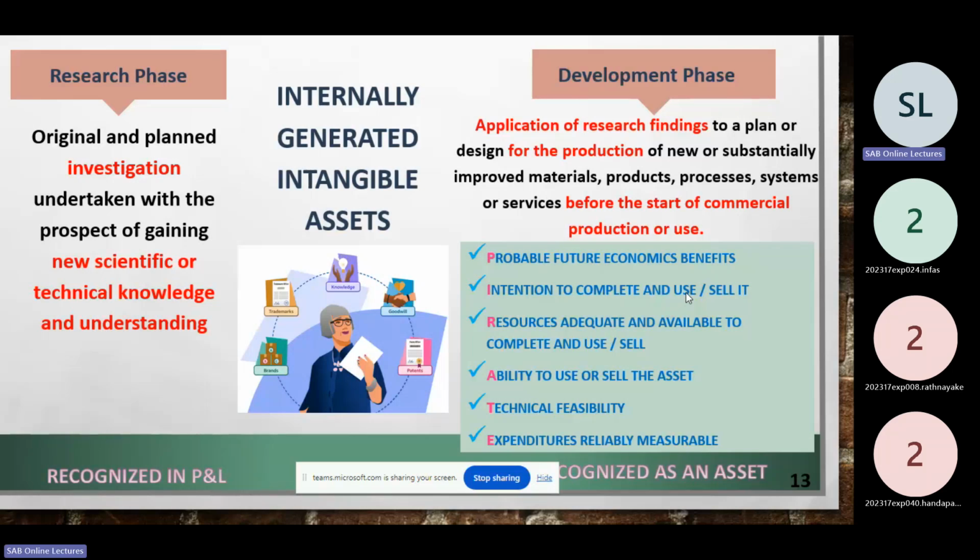But the development phase is the application of the research findings. It comes only after the research phase, for production and before the commercial start of production or use. In that scenario, there are 6 main criteria we can identify, called PIRATE: probable future economic benefits, intention to complete and use or sell, resources available to complete and use or sell, ability to use or sell the asset, technical feasibility, and expenditure reliably measurable.